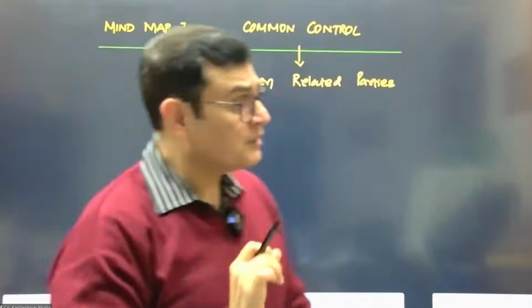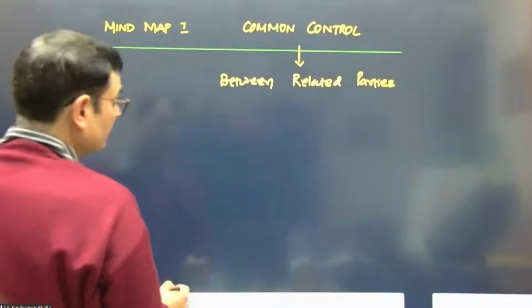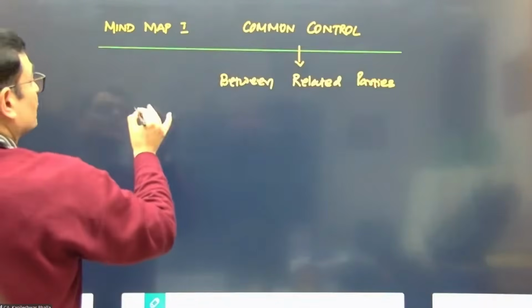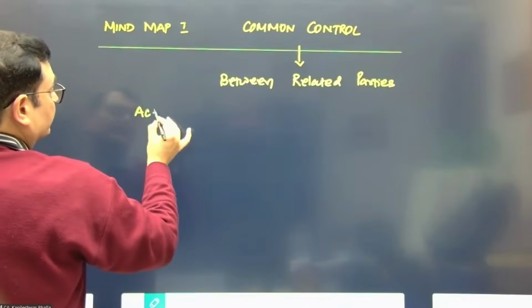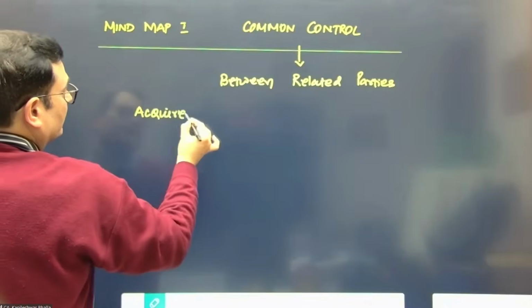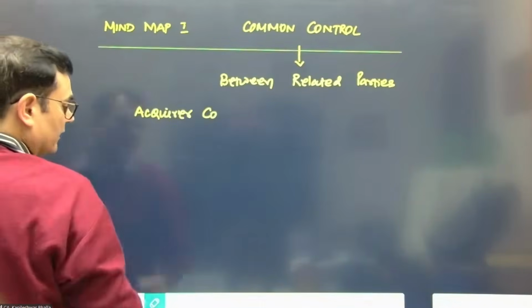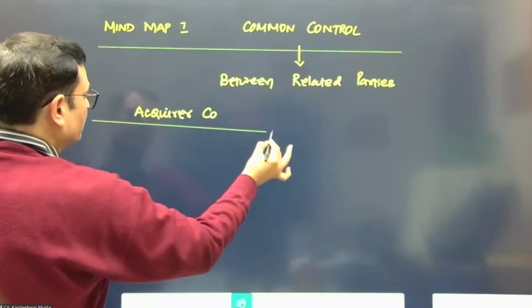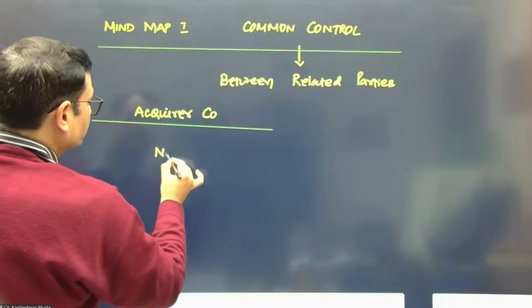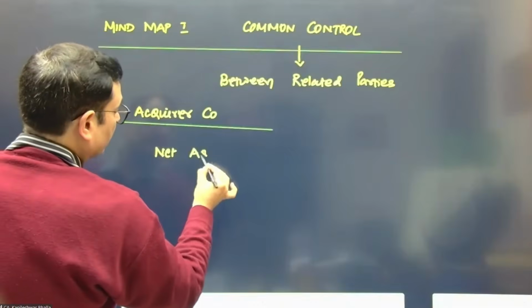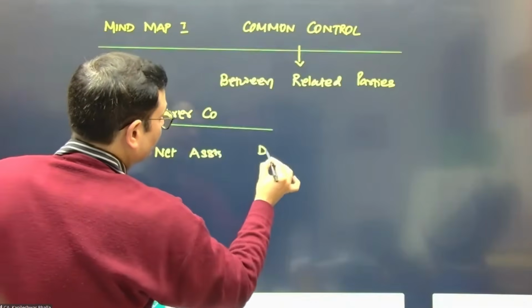Now, in this particular case, what do we need to do? So we can say in terms of the acquirer company, the focus in terms of the entry is you will capture the net assets. At what value? Fair value or book value?